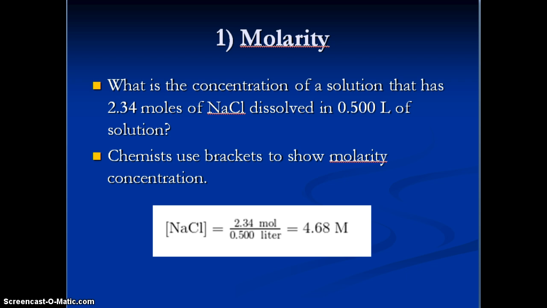What is the concentration of a solution that has 2.34 moles of sodium chloride dissolved in a half a liter of solution? So you might find these brackets. Chemists use these brackets to show concentration. So you would read this as the concentration of sodium chloride, and you assume it's an aqueous solution. And molarity would be moles per liter, so it's 2.34 moles divided by 0.5 liters, and so that would be considered a 4.68 molar solution.